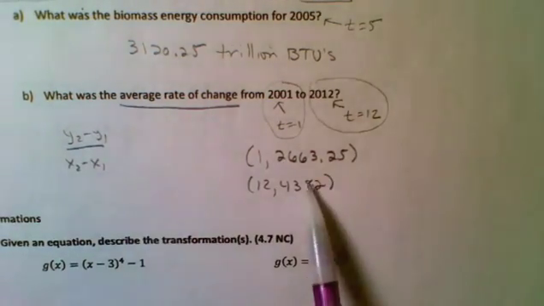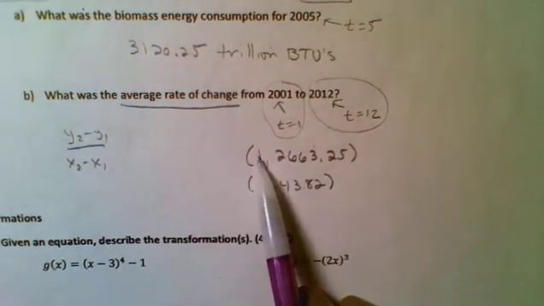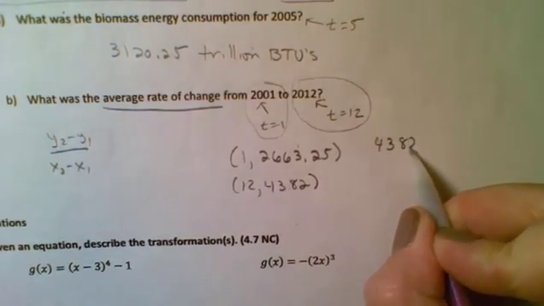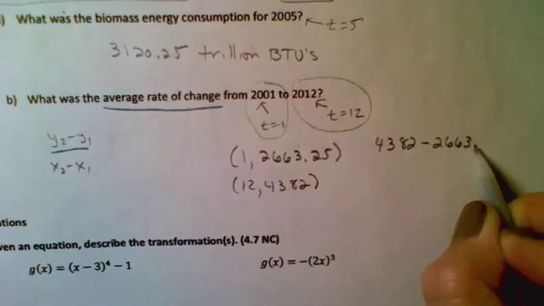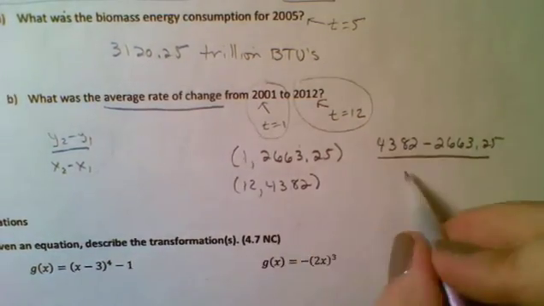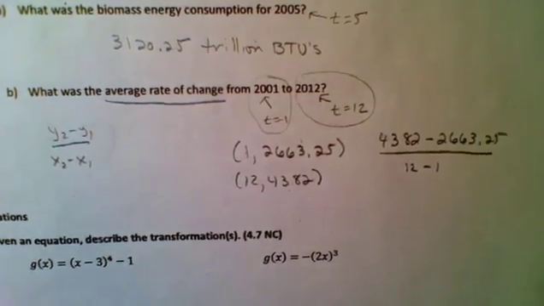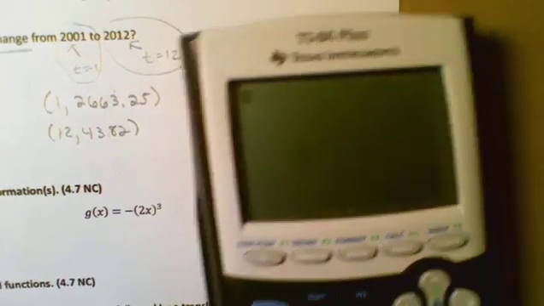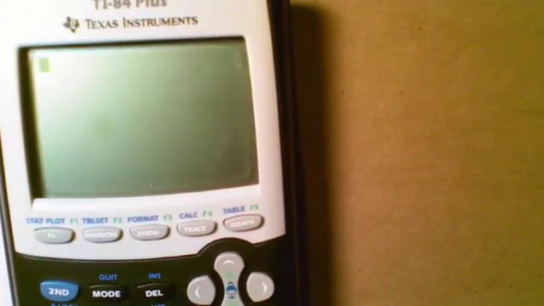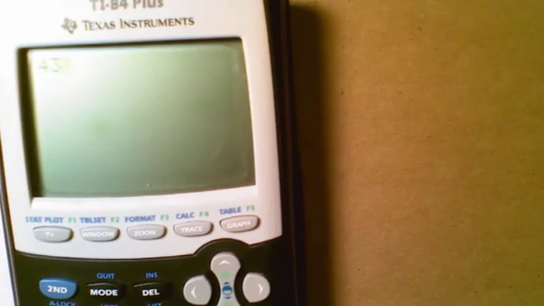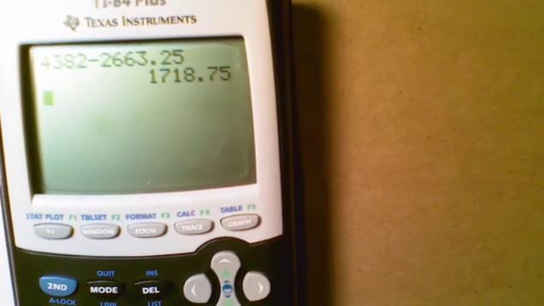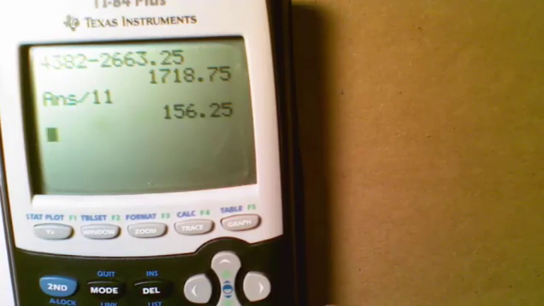Now the average rate of change is just the difference of the y values over the difference of the x values. So I need to take 4,382 minus 2,663.25, all over 12 minus 1. That's y2 minus y1 over x2 minus x1. On the home screen, I take 4,382 minus 2,663.25, and divide that by 11, because 12 minus 1 is 11. So my average rate of change is 156.25.